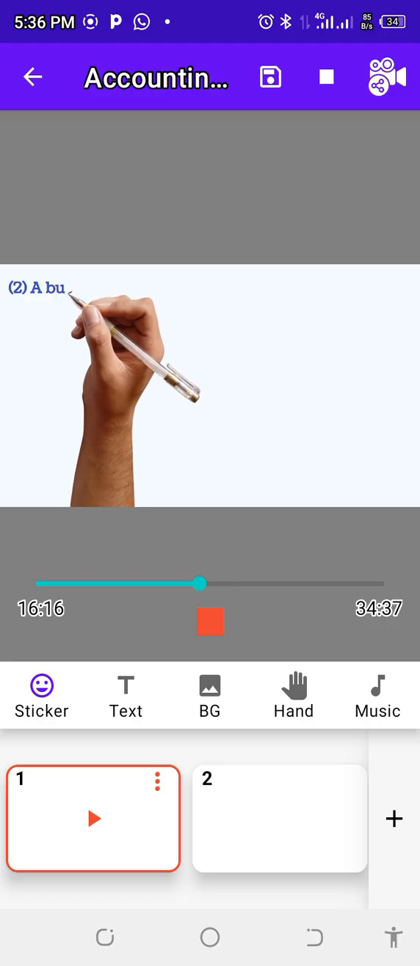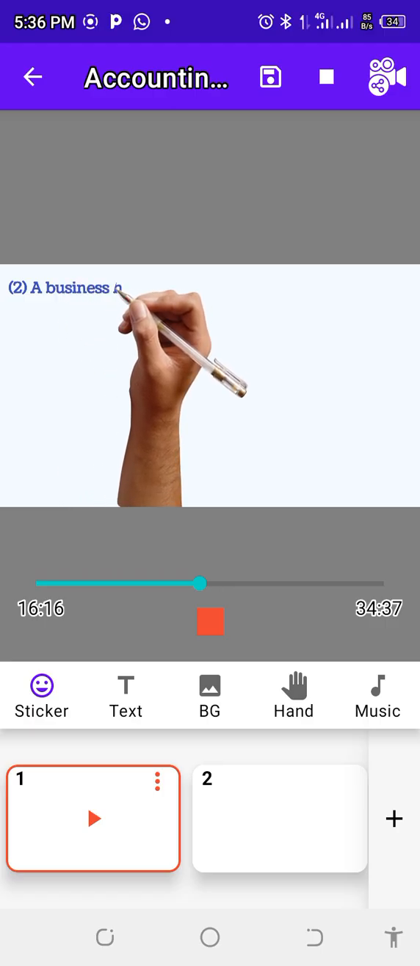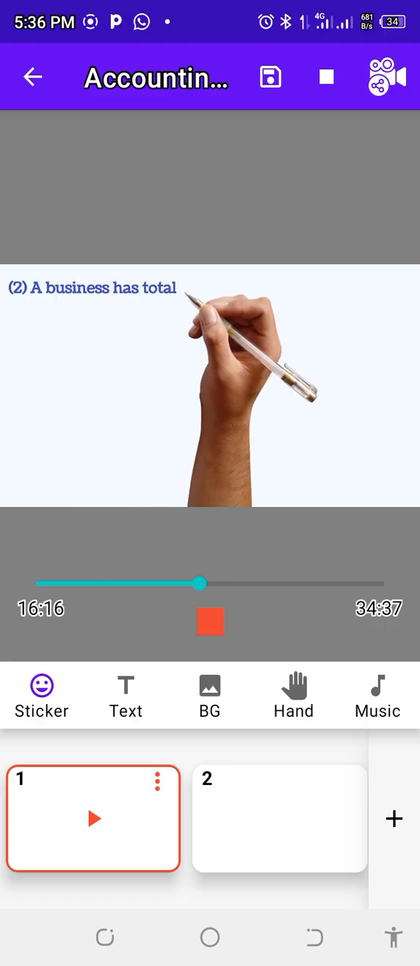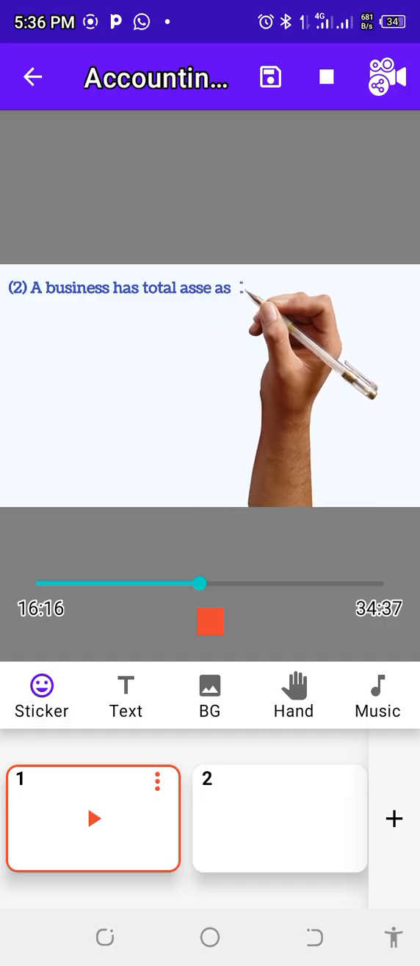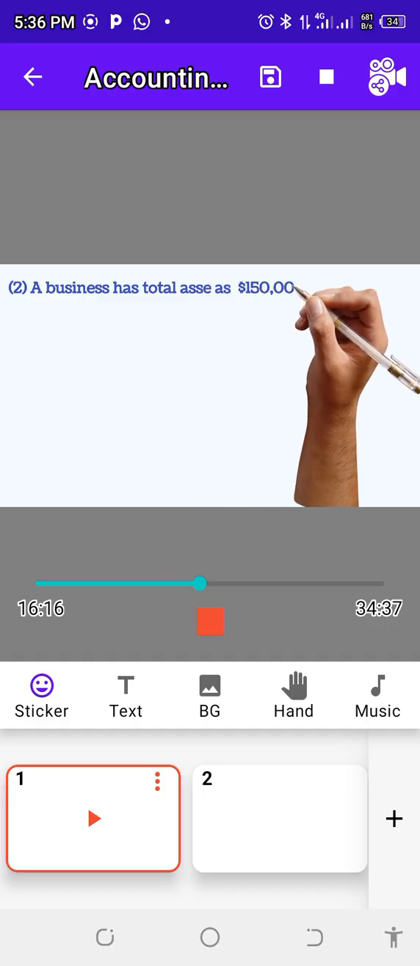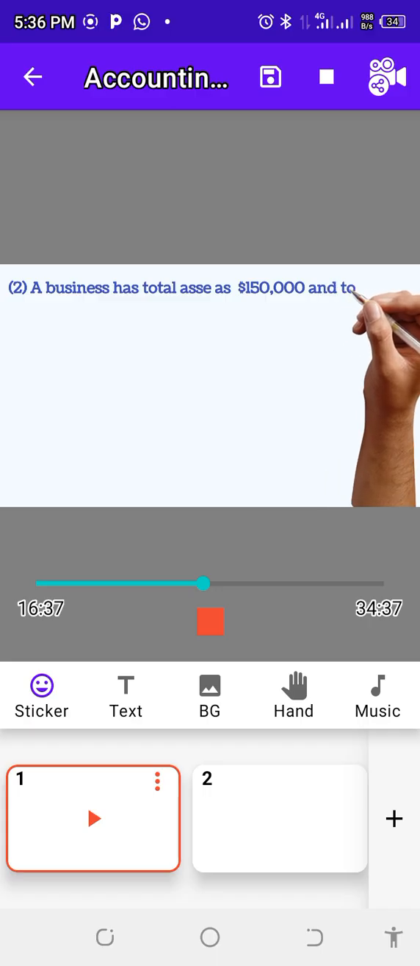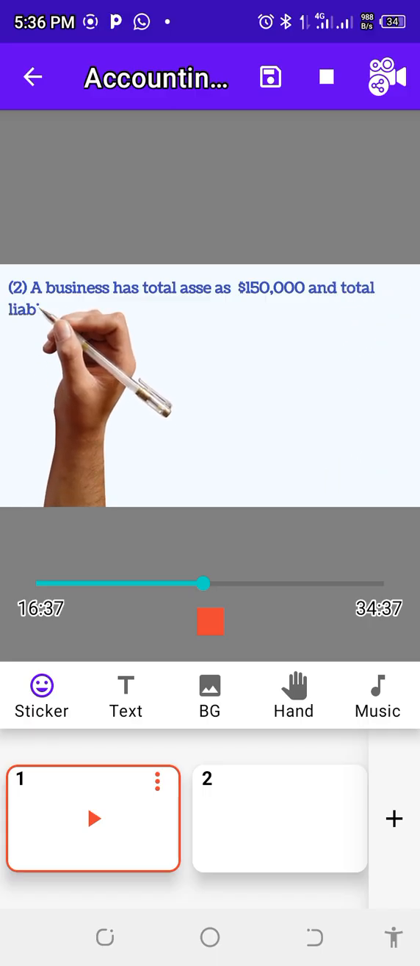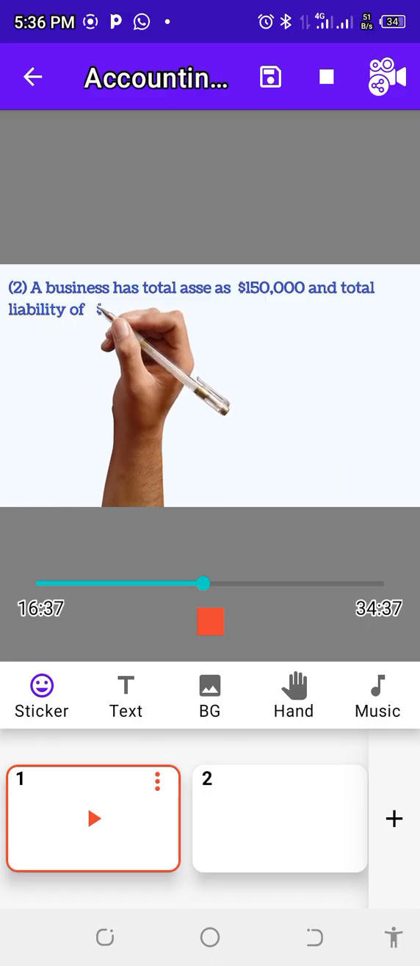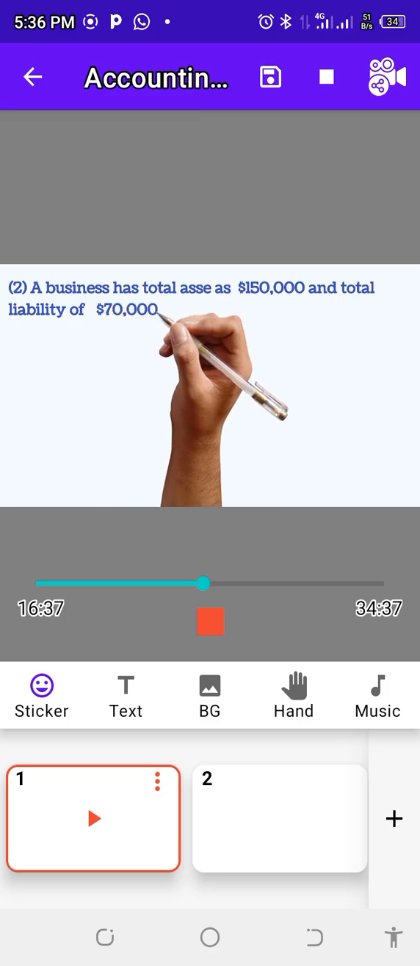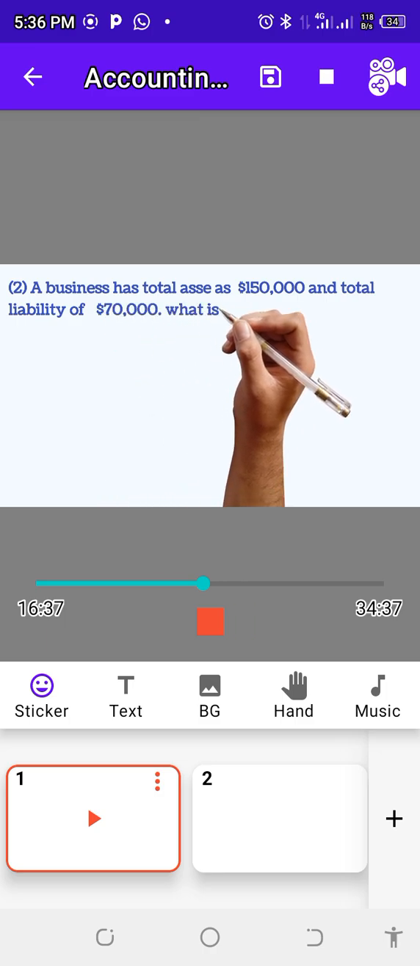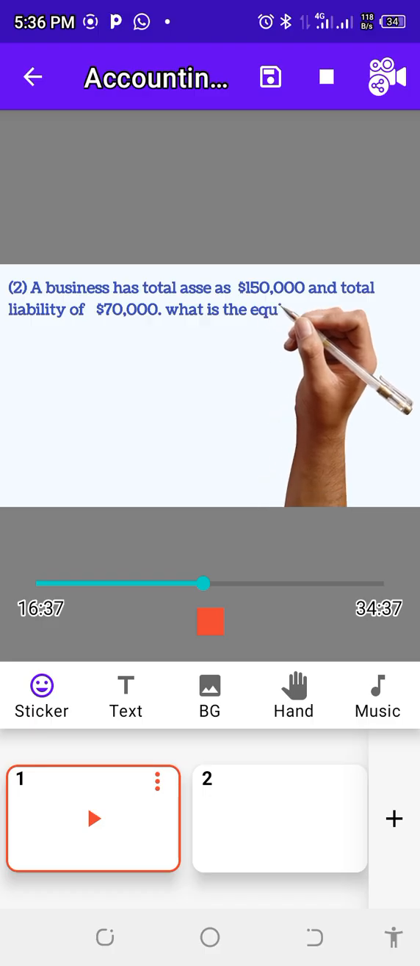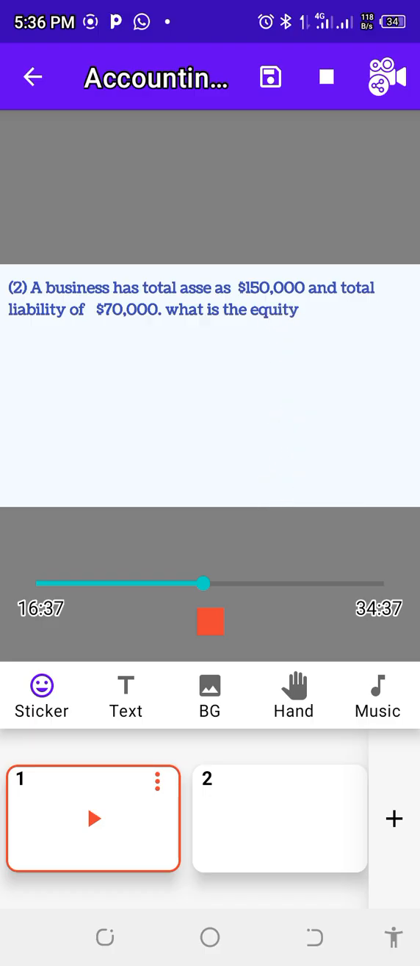Now, the next question. A business has total assets of $150,000 and total liability of $70,000. What is the equity? This is very simple, but it requires careful study.